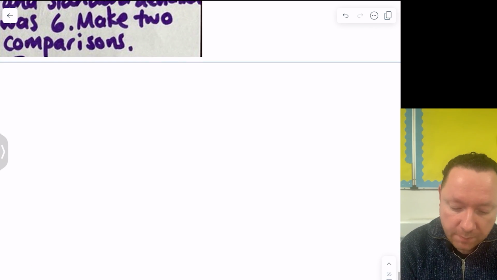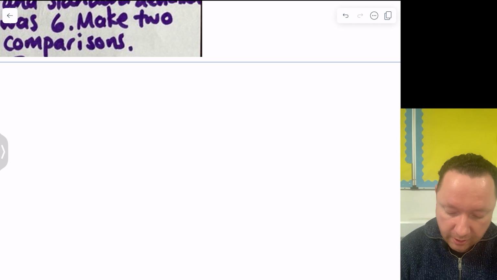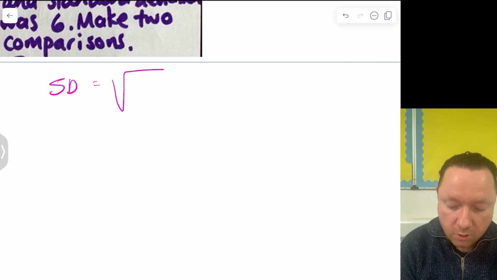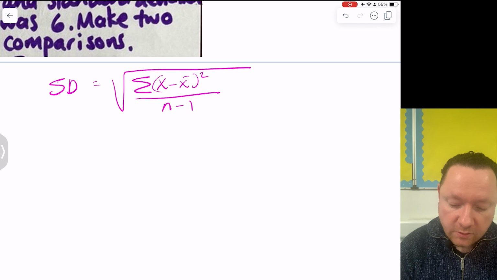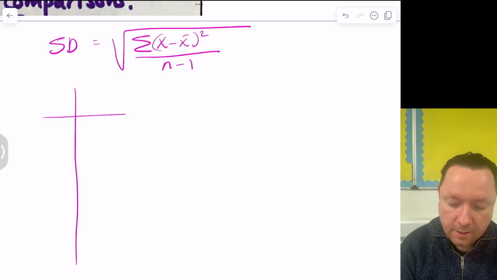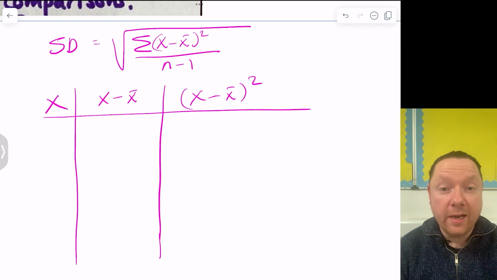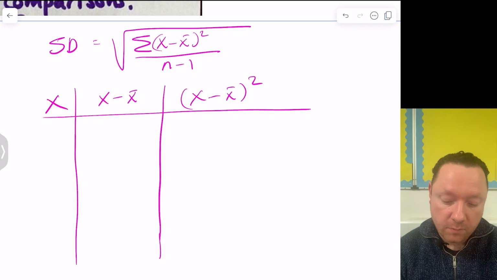So at the start of the exam paper, there's two formulas for standard deviation. And the one I use is standard deviation equals the square root of the sum of x minus x bar squared over n minus 1. This formula, I always just remember this table. We write x, and then x minus x bar, and then x minus x bar squared. Because then if we add up all the x minus x bar squared, we'll have a total for the top, and we'll just divide by n minus 1, one less for the number of numbers.